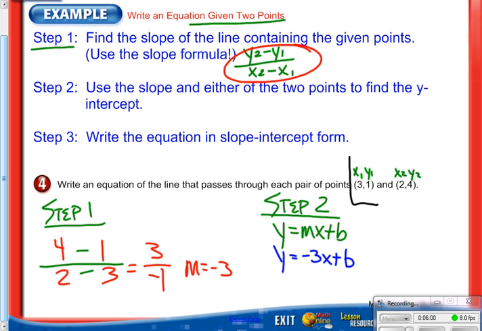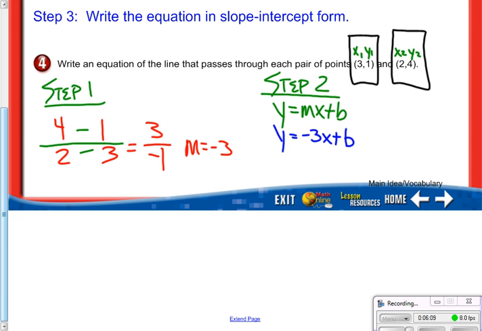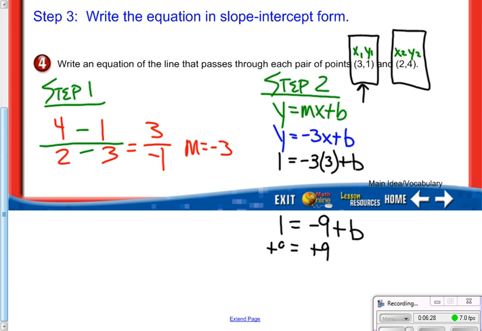I will let you know it doesn't matter if you use this plot or this plot. Either one you use, you will still get the same outcome. So I'm going to go ahead and use this first plot here, and I'm going to substitute 1 in for y, negative 3 in for x is 3 plus b. So I come up with 1 equals negative 9 plus b. You can get b by itself, so add 9 to both sides, and we find out b equals 10.